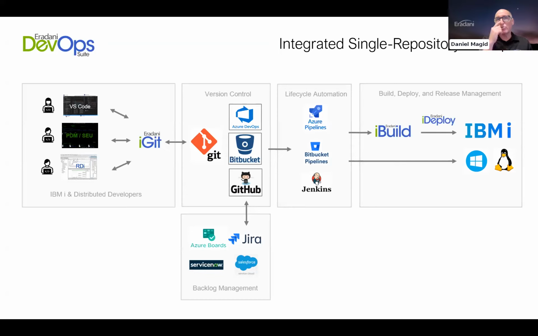That's how things typically work in the non-IBMI world: use Git for managing your versions, and then Git ties into one of these other tools for doing the process automation, for getting the kinds of things that we typically see on the IBMI.